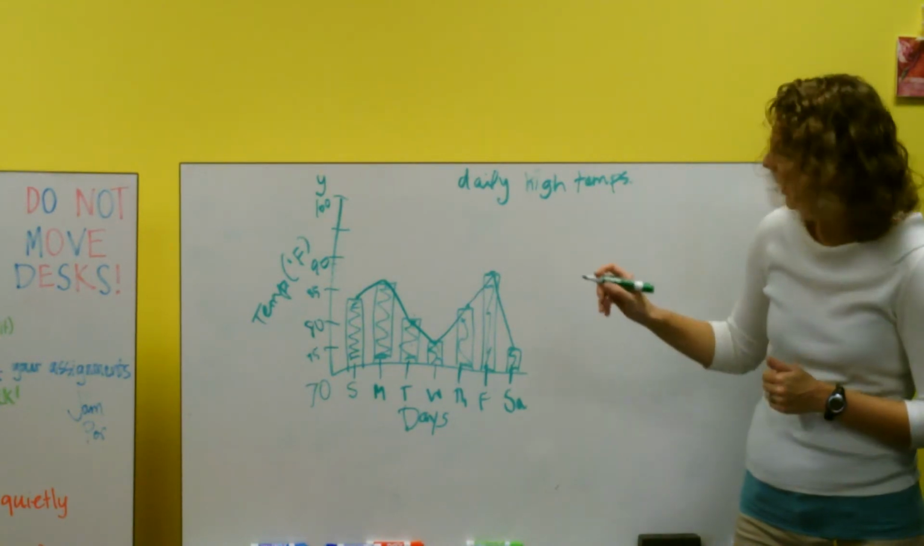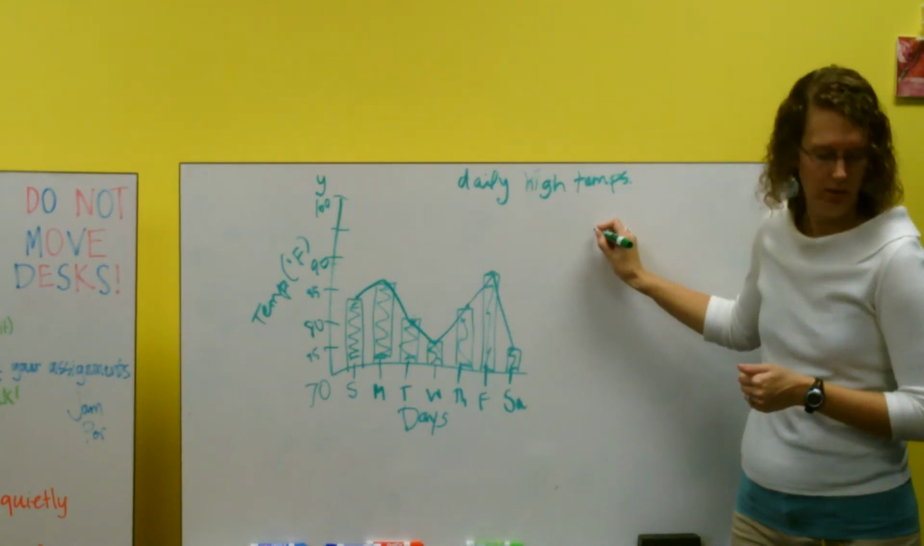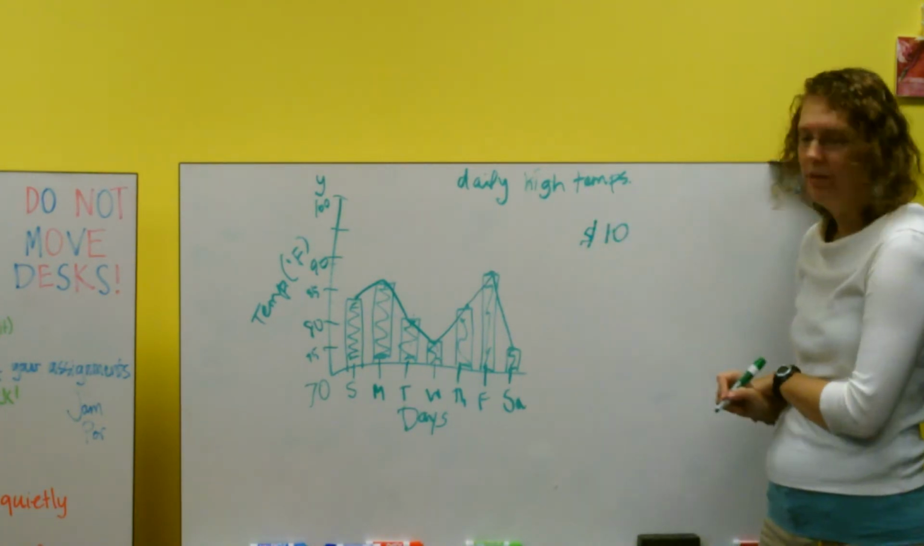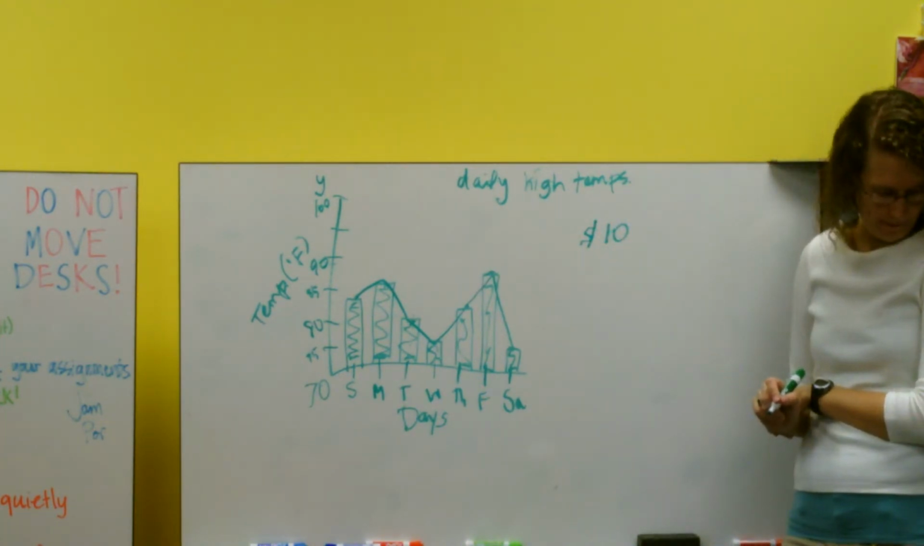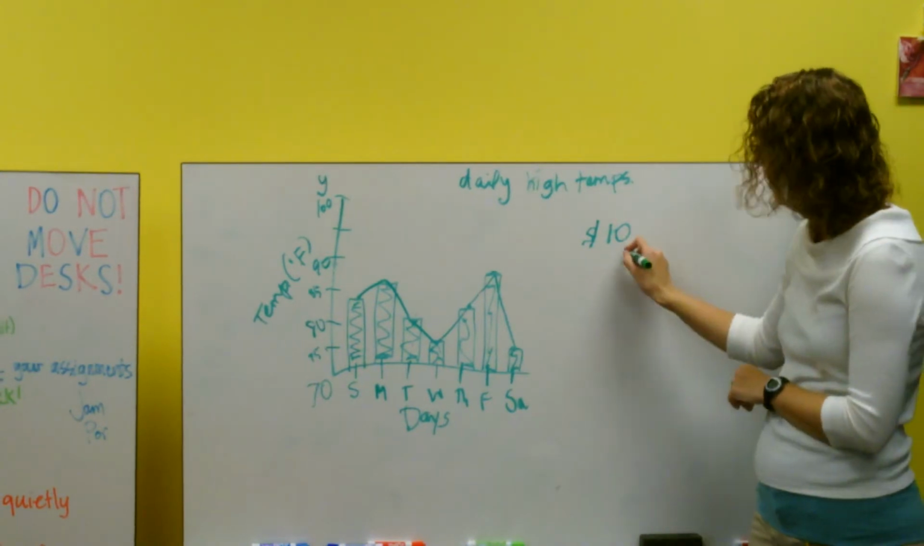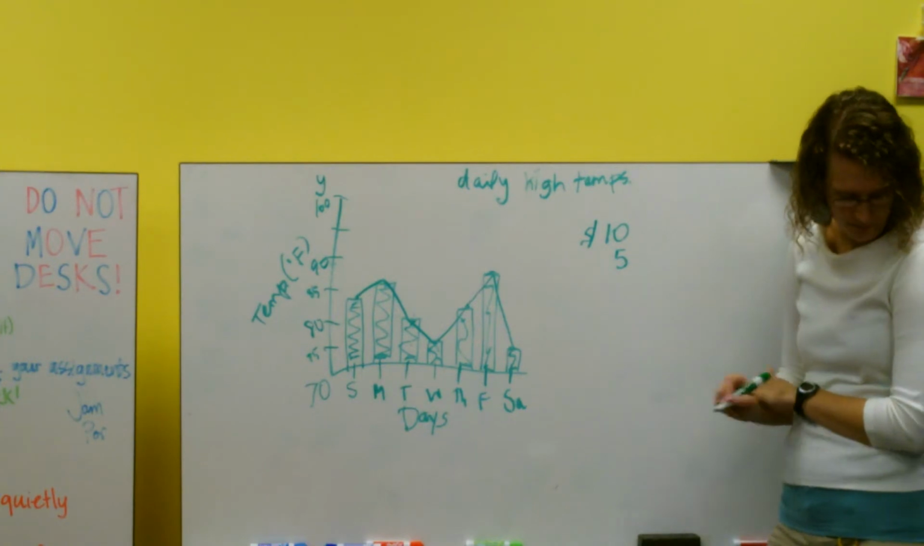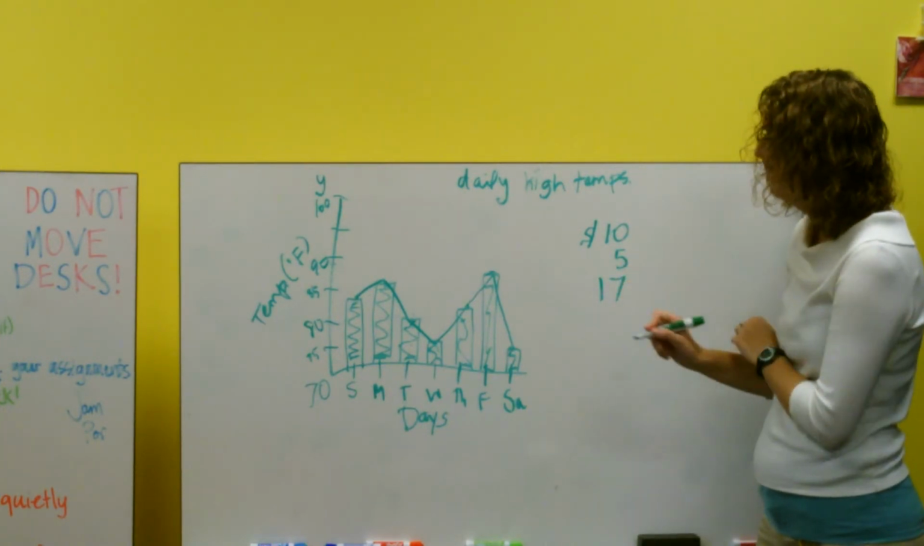Go for it. Meat, how much? $10. Then what? Fruits, $5. What else? Veggies, $17.